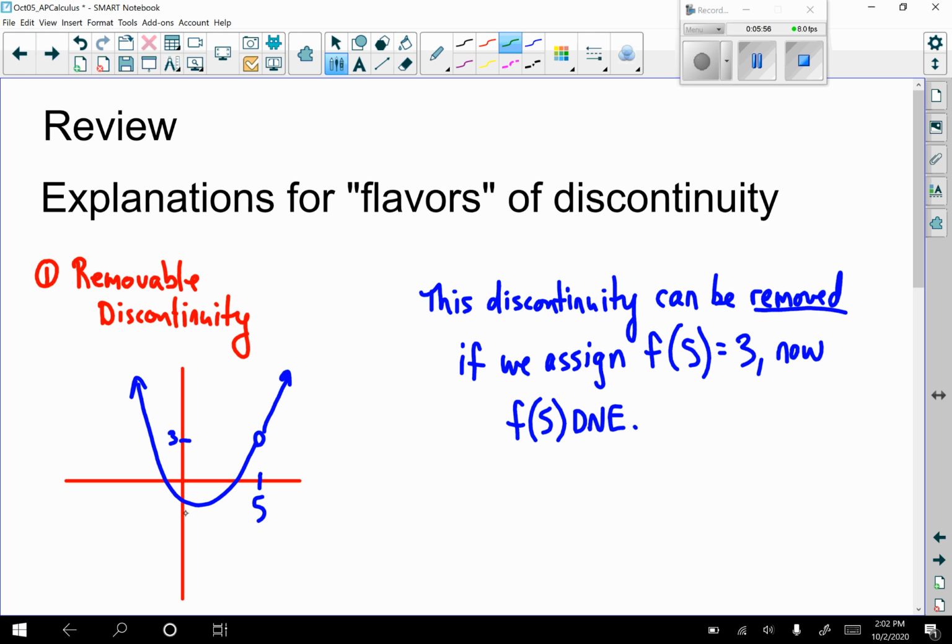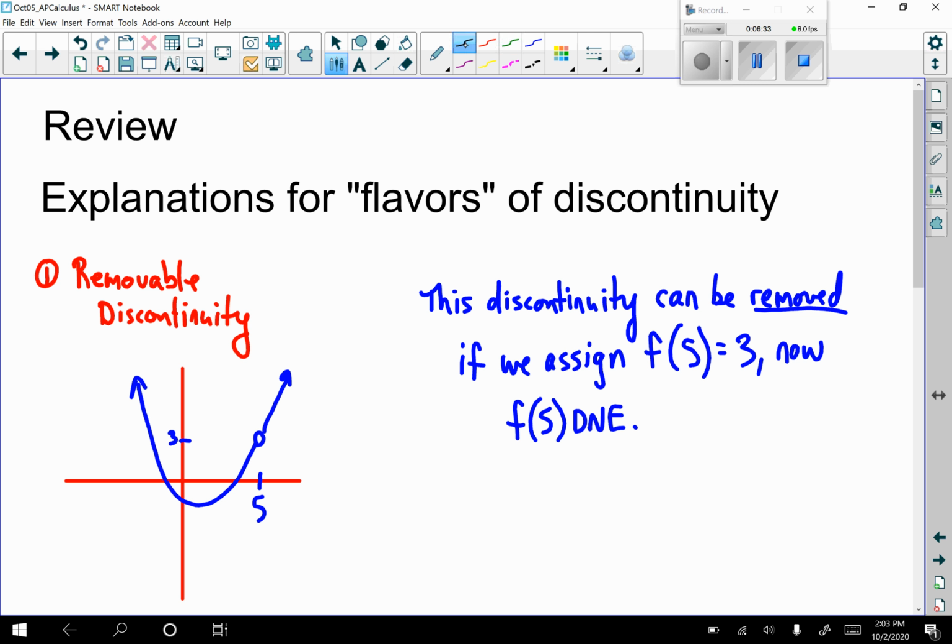But what you want to do is indicate a certain x value and a certain y value because we want to eventually say we can remove this discontinuity. So this is a good example to explain this type. So we would point out first where it's discontinuous and that it can be removed. So if you phrase it like this, you're going to be in good shape. This discontinuity can be removed if we assign f of 5 is equal to 3. Right now, this is discontinuous at x equals 5, or f of 5 does not exist. So this discontinuity can be removed if we assign f of 5 is equal to 3.